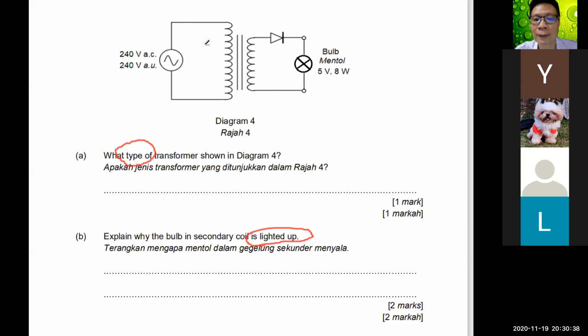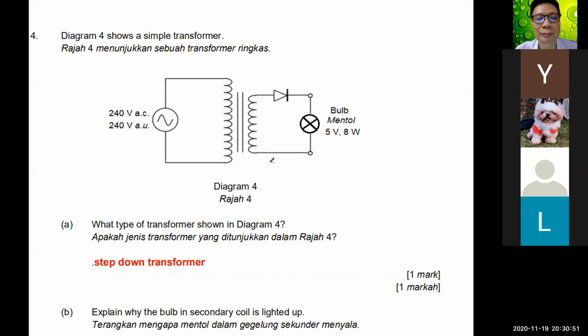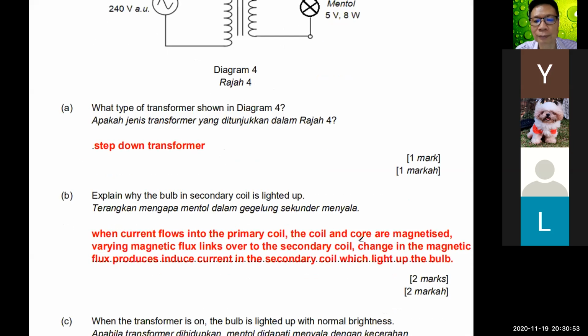Harry Young, you are lacking this part. You never said the magnetic flux links over to the secondary coil. It's the magnetic flux that cuts over. All right, now you see the answer. It's very long. When current flows into the primary coil, the coil and the core are magnetized. Both of them, the primary coil and the soft iron core, are magnetized.